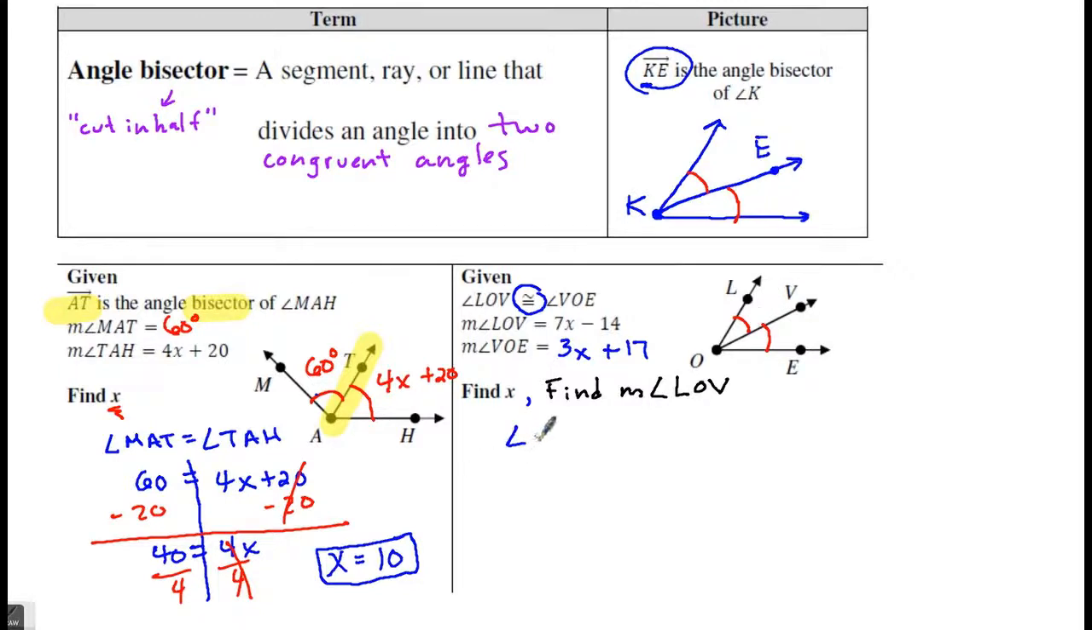We know that because it tells us in the given. And we can go ahead and substitute 7x minus 14, and it was given to us that it equals the VOE, so 3x plus 17. Alright, so now we go ahead and solve for x. Again, when we want to decide, do we subtract the 7x or the 3x, always choose the smallest of the two, so that would be the 3x. So we want to subtract 3x on both sides.